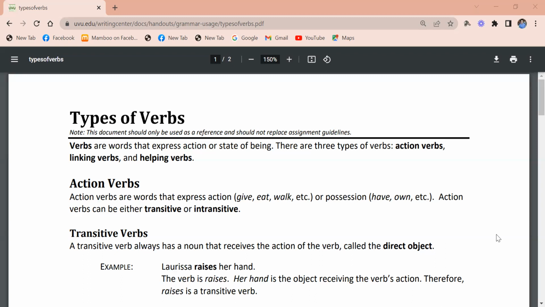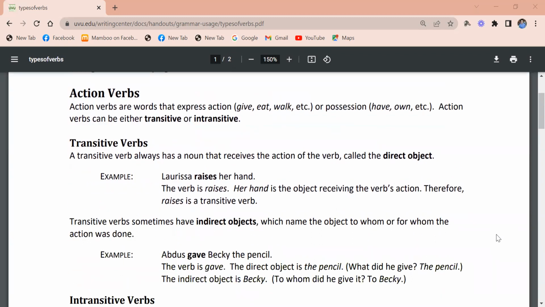So let's start with the action verb. Of course, from the word itself, action, doing an act, di ba? Kilos or galaw. Action verbs are words that express action. Examples: give, eat, walk, swim, dance, and so on, or possession or ownership like have or own. Action verbs can be either transitive or intransitive. So what would be the rule in identifying transitive verbs? First, it has a noun that receives the action of the verb.